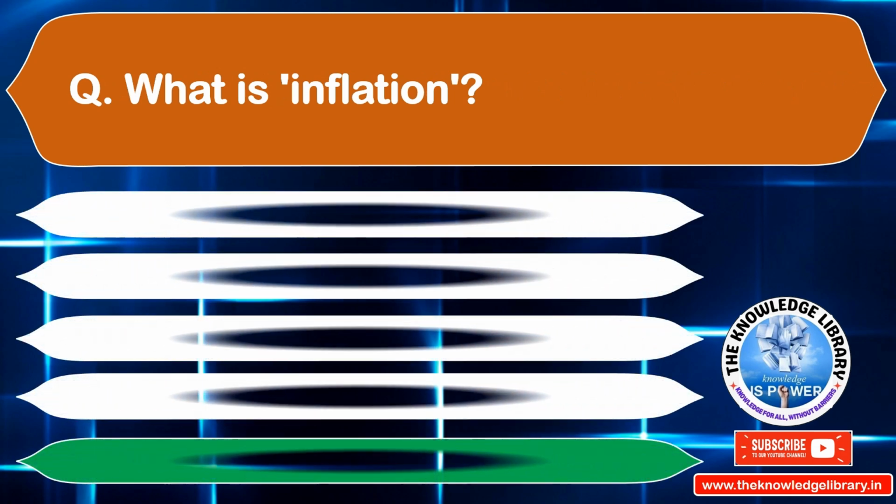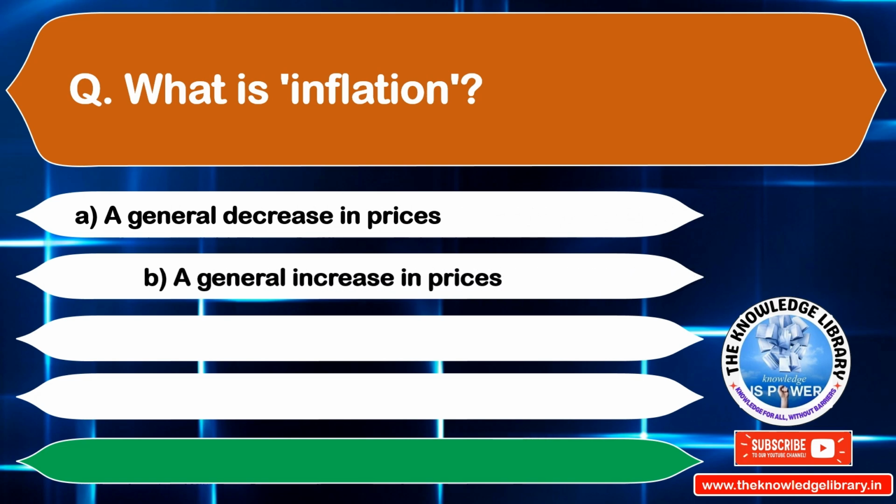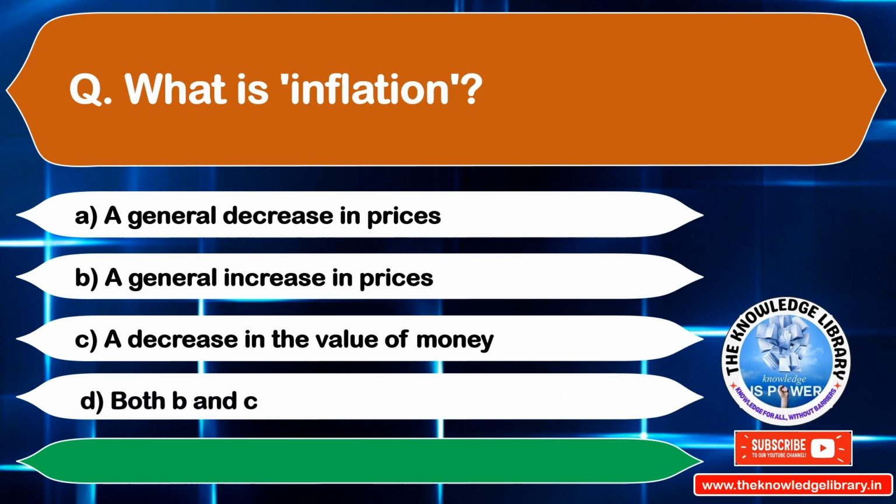What is inflation? Option A, general decrease in prices. Option B, a general increase in prices. Option C, a decrease in the value of money. Option D, both B and C. The correct answer is option D, both B and C. Moving to the next question.